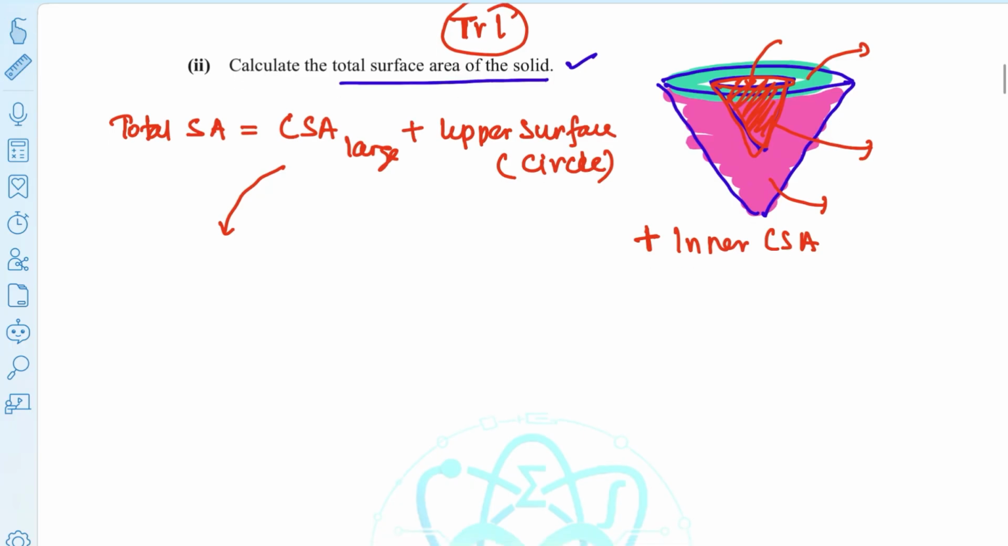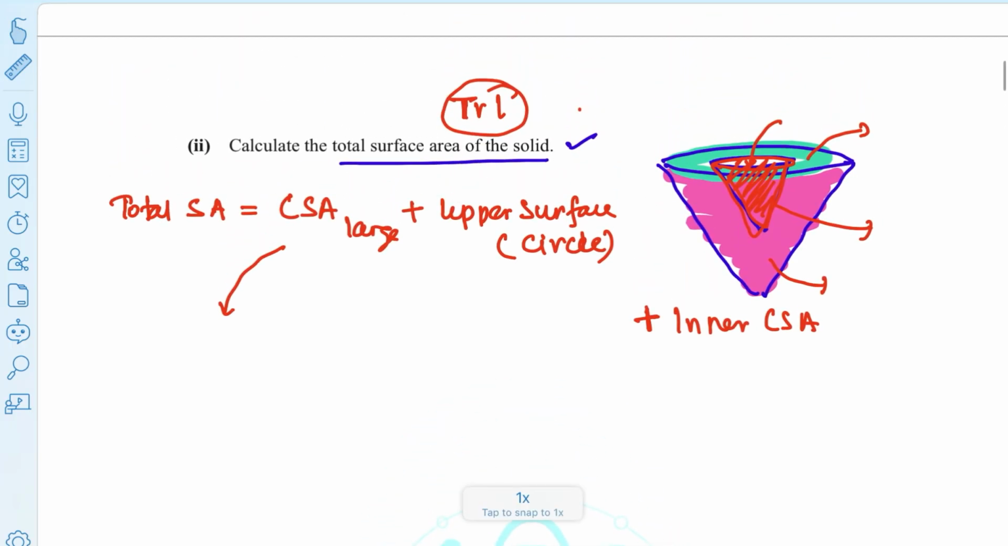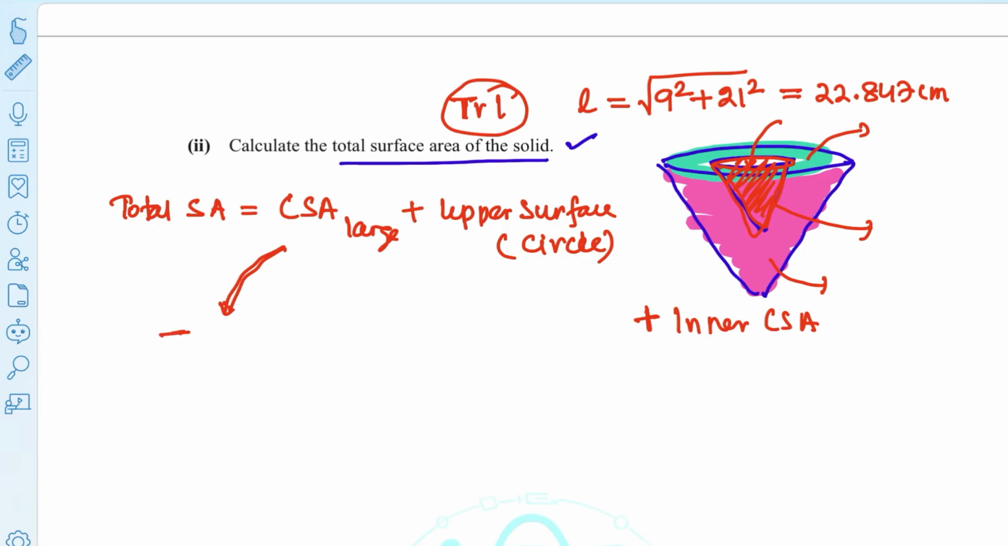I hope you understood. This is 21 and this one is 9. So let me find out the L first. If I try to find the L or slant height, we can say square root of 9 squared plus 21 squared, that equals 22.847 centimeter. Is it okay? Yes. Now the curved surface area of the large cone will be pi RL. So pi times radius, which is 9 centimeter, times L, which we just got, 22.847 centimeter. Is it okay? The first part is done.